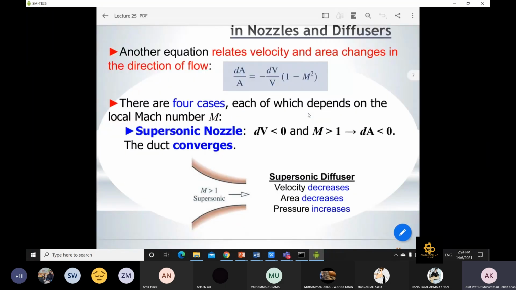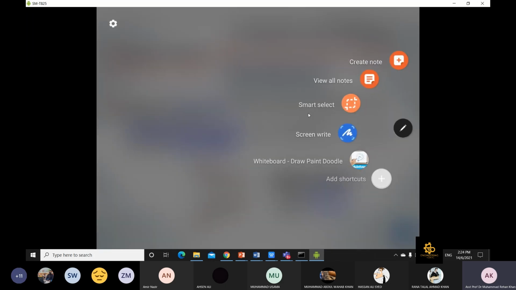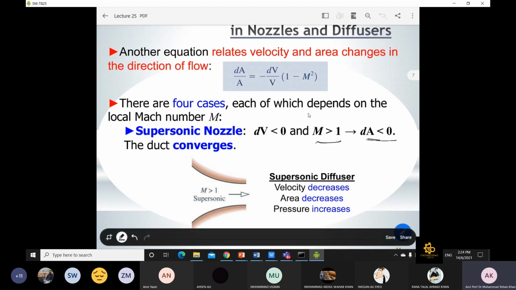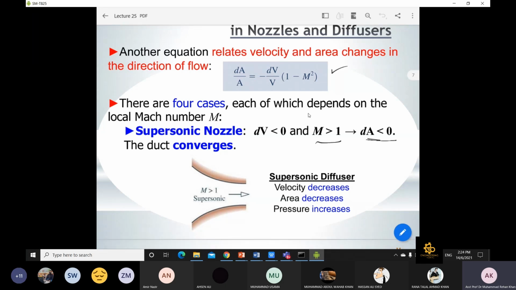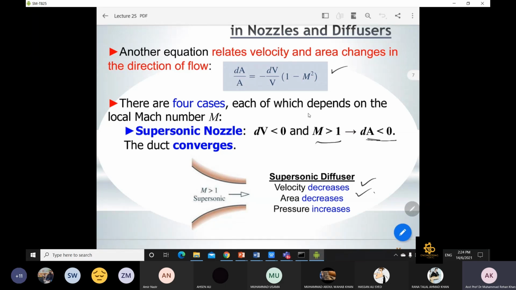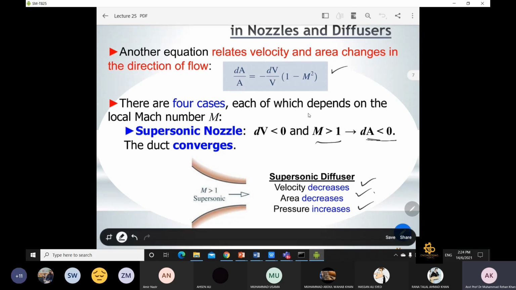Now in the next case, which is the supersonic nozzle, because the subsonic nozzle we already discussed. Again it is a nozzle, so dA is less than 0, and the Mach number is greater than 1 because it is a supersonic nozzle. If you put all these values into this equation, you will get a decrease in velocity for the supersonic nozzle, and your area decreases, so pressure increases. If pressure increases, your temperature also increases, and density also increases in the case of the supersonic nozzle.